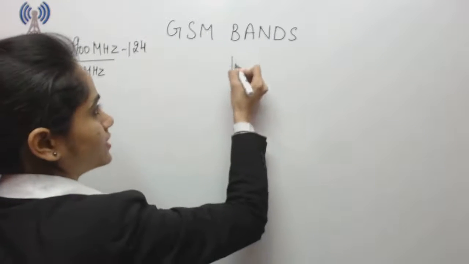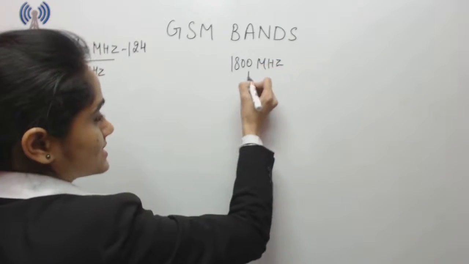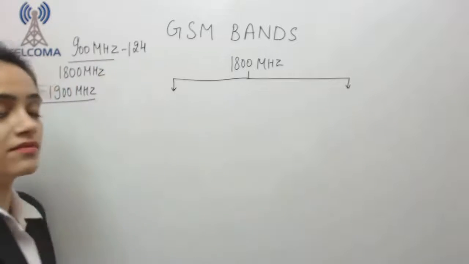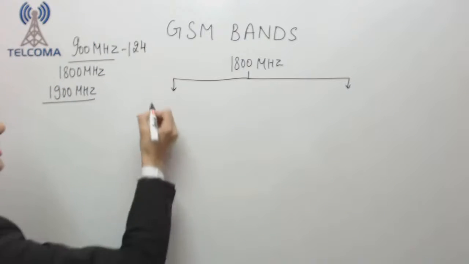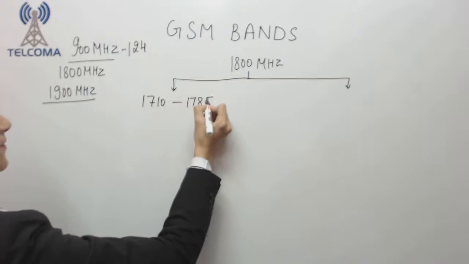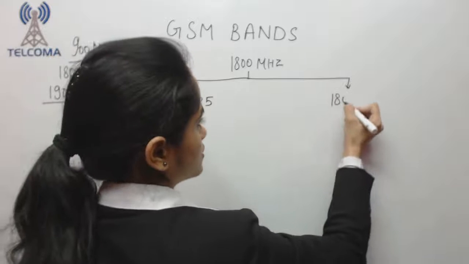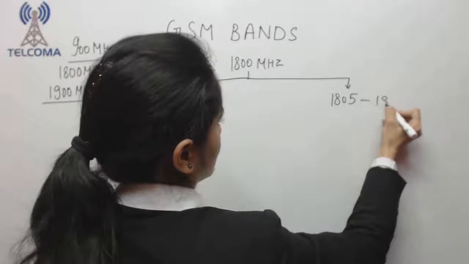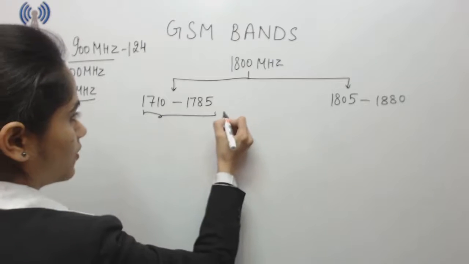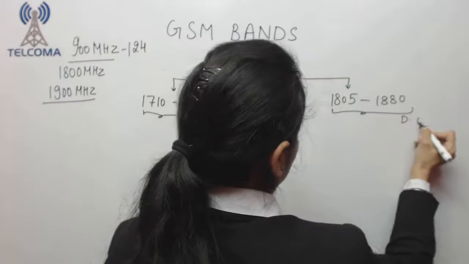So let's start with the 1800 megahertz band. Now as this is again FDD, that means frequency division duplex mode, it is being divided as per FDD. So it is divided from 1710 to 1785 for uplink, and for downlink we have 1805 to 1880. Now this set of frequencies is for uplink and these set of frequencies are for downlink.